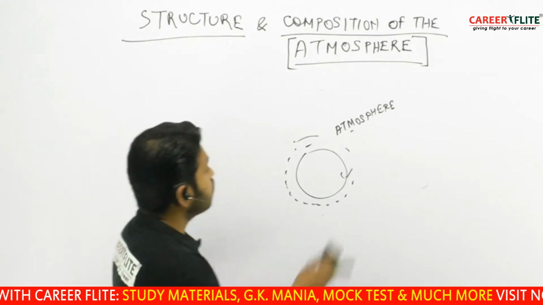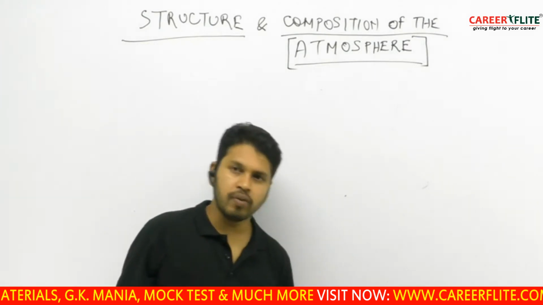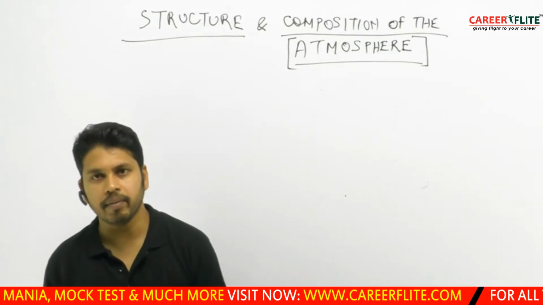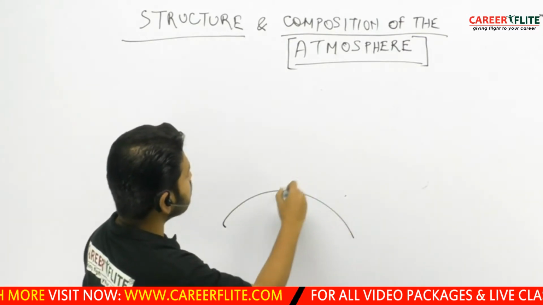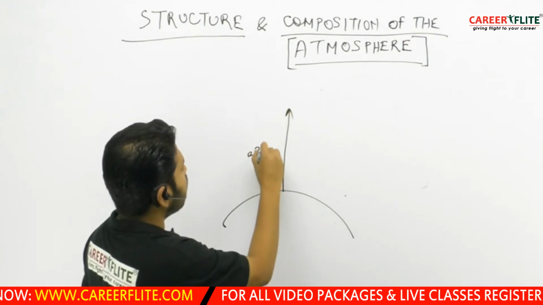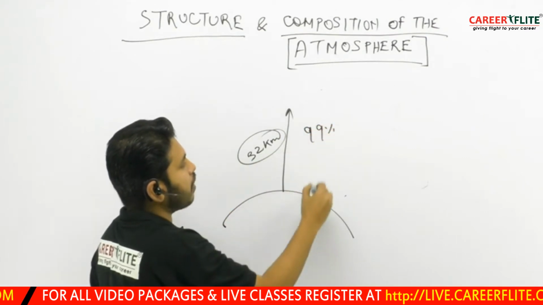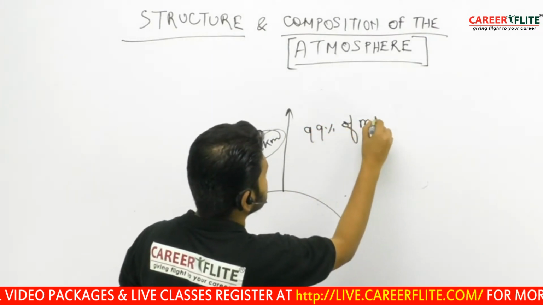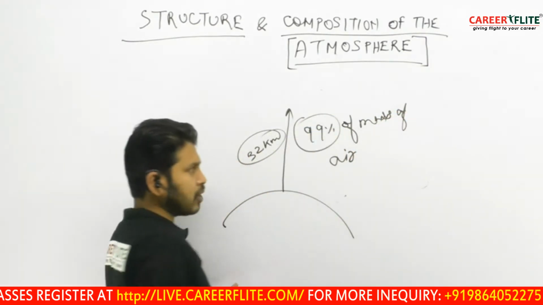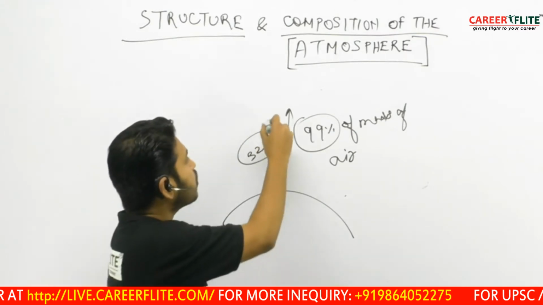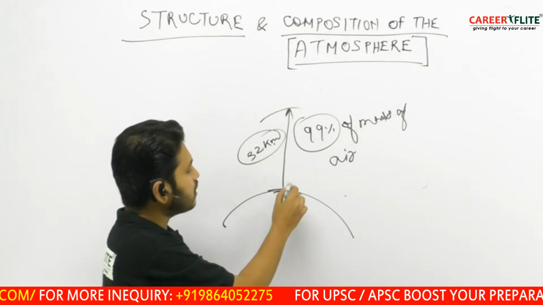First of all, you have to know up to where we can find air. The air is a composition of gases, dust particles, and water vapor. When I talk about gases, from the surface of the Earth up to 32 kilometers you can find 99% of the air by mass. So 99% of the mass of air, that is the weight of the air, we can find up to 32 kilometers.